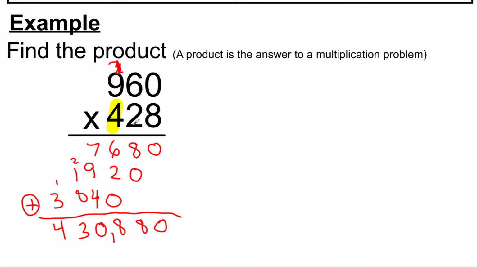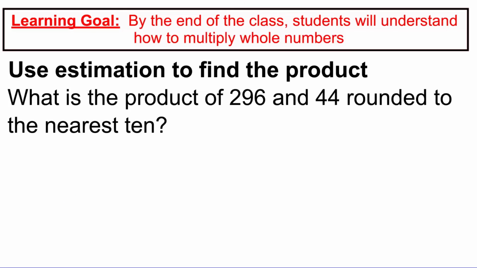So you can see here, organization is extremely important. My 8 answer starts below the 8. My 2 answer starts below the 2, and the 4 answer starts below the 4, so that all of the columns line up where they're supposed to be. So be careful with that.